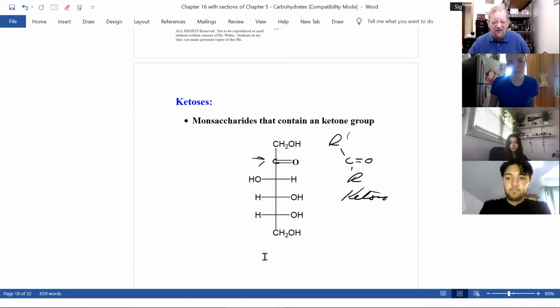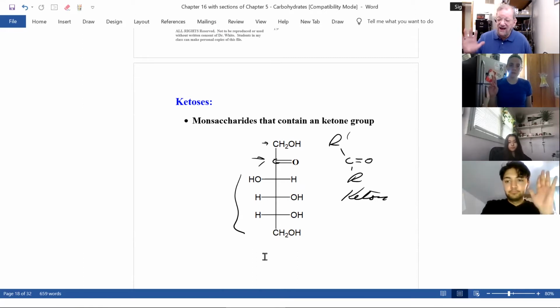And here's my ketone, here's R prime, and we could say this whole thing is R, or the other way around. So this is a ketone, and we call it ketose. How many of you ever heard of ketosis? And that's the problem with diabetics, where they have too much sugar, I believe, don't quote me on this, or it turns into ketones, and don't really quote me on this, but this is how it got its name from ketosis. Ketosis.